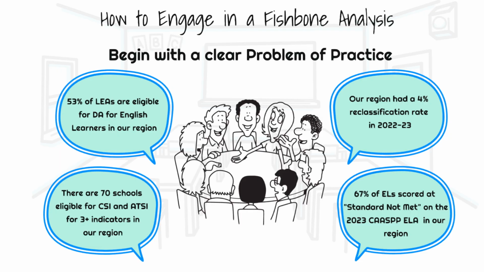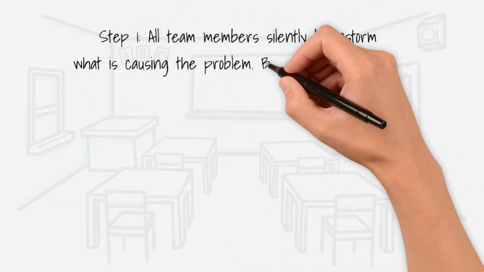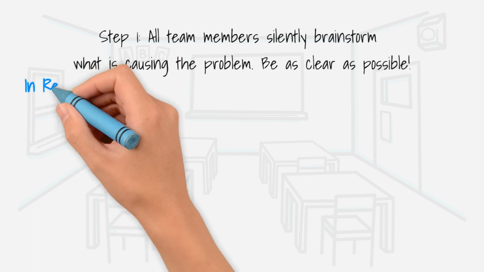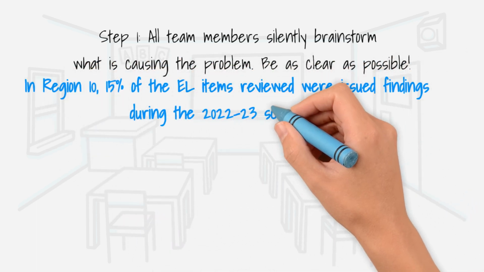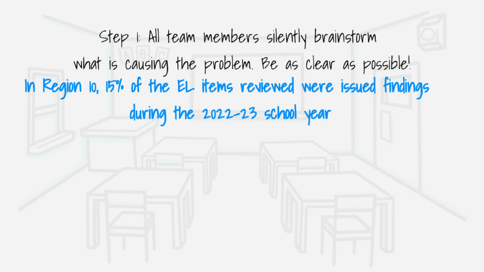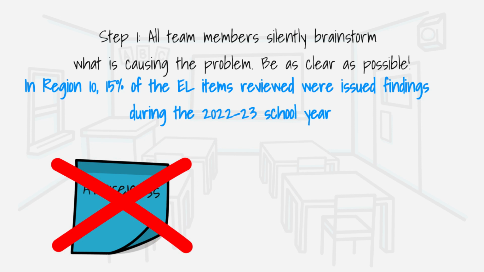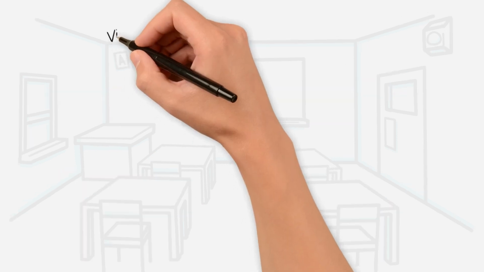The first step of a fishbone analysis is for all team members to silently brainstorm what they believe to be causing the problem. Be as clear as possible. In this example, we will model using the following problem of practice. In Region 10, 15% of the EL items reviewed were issued findings during the 22-23 school year. When brainstorming causes of the problem, instead of stating something like awareness, you could add clarity by saying EL leaders are not aware of FPM requirements.